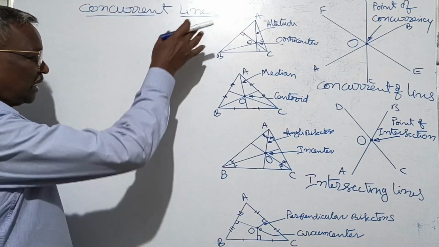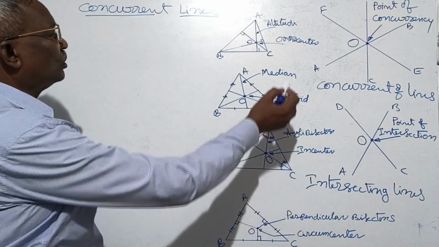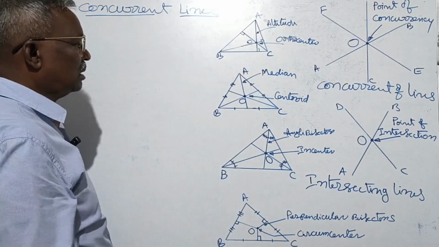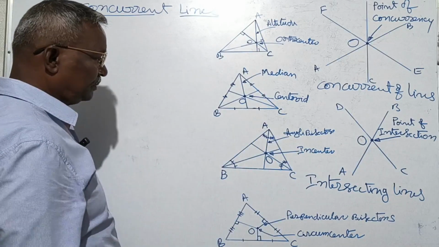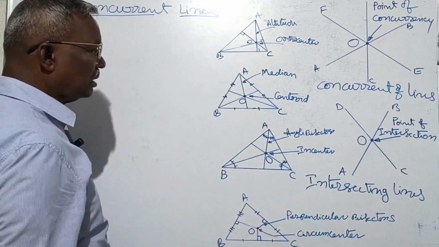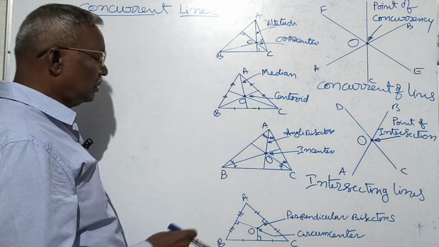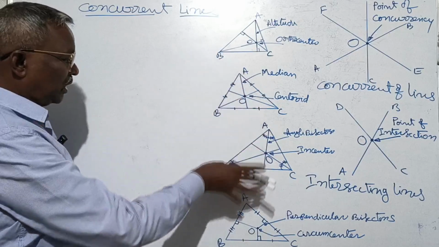Of course, we will study these four cases, the orthocenter of the triangle, centroid of the triangle, incenter of the triangle, and circumcenter of the triangle, in separate classes. Why? Because they have different properties.